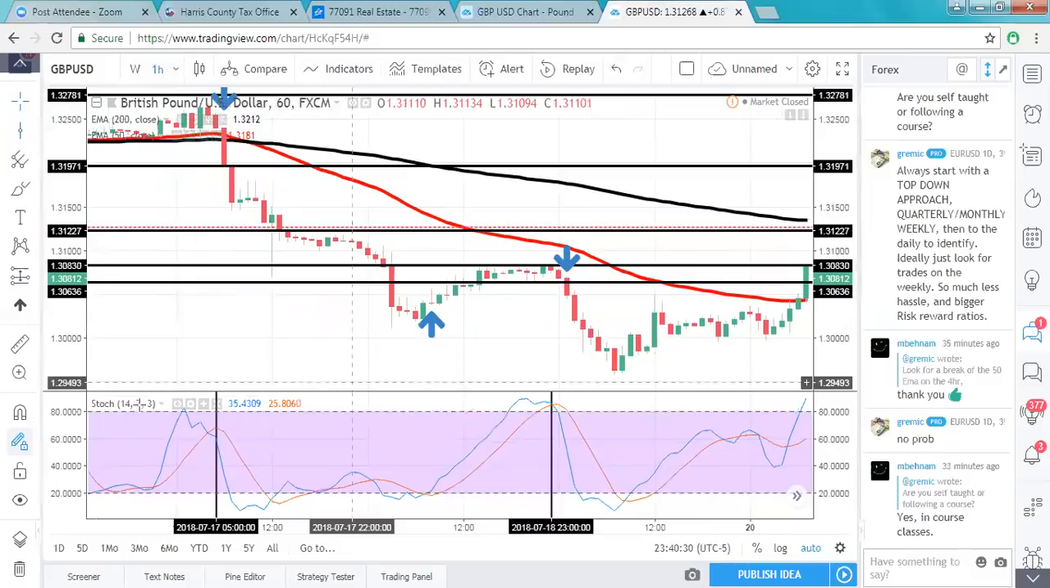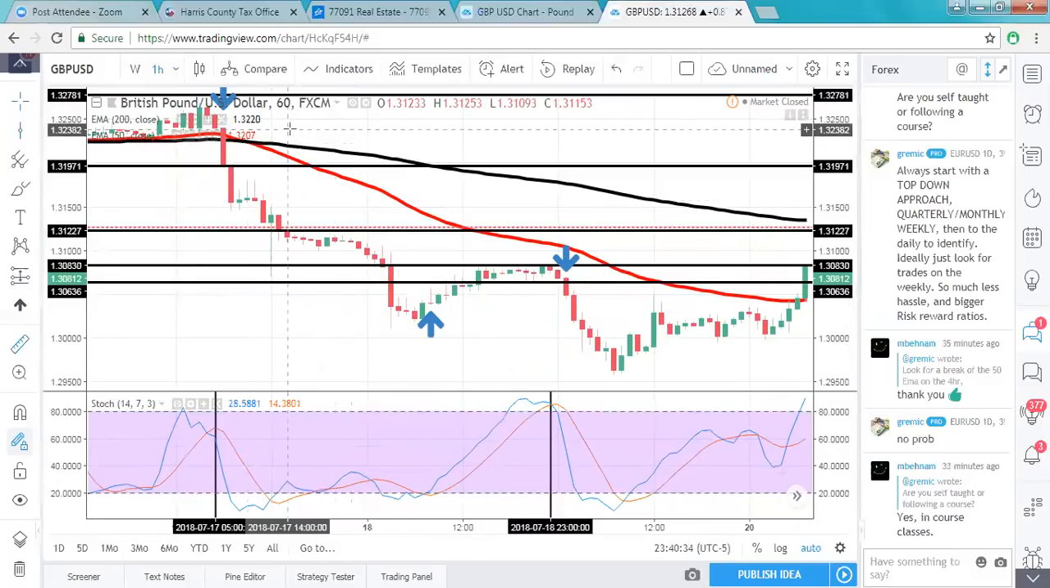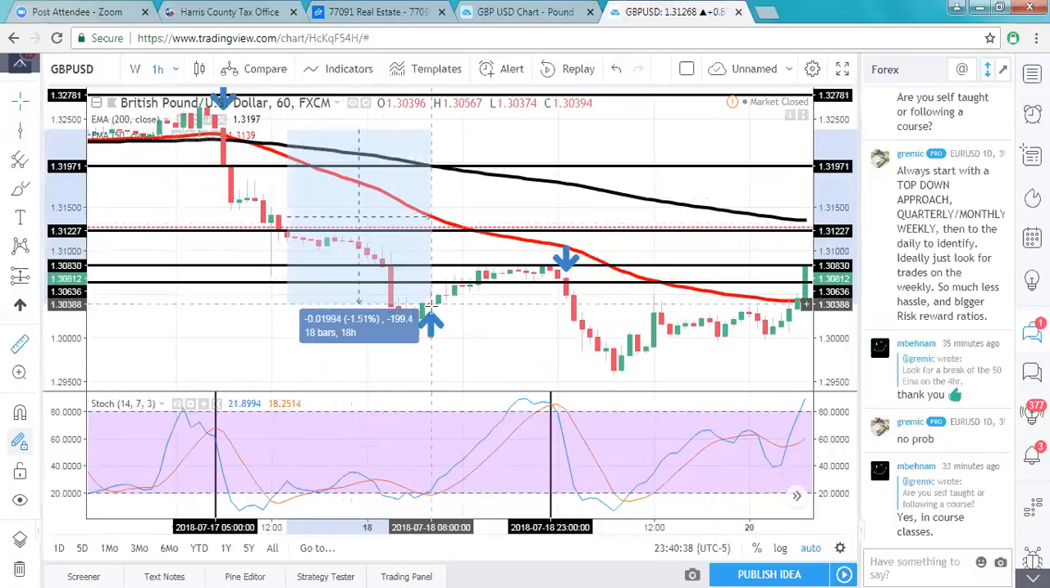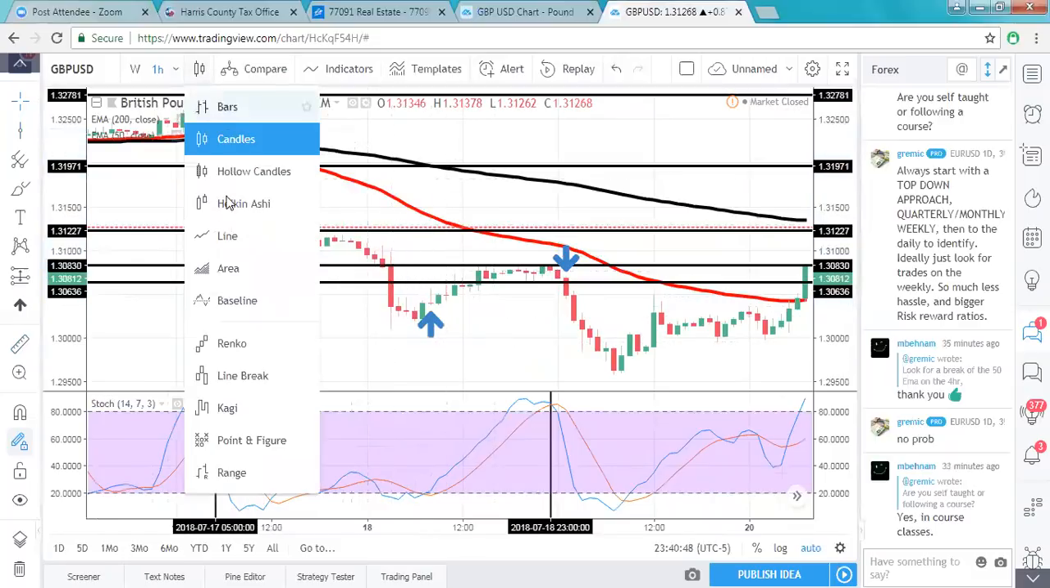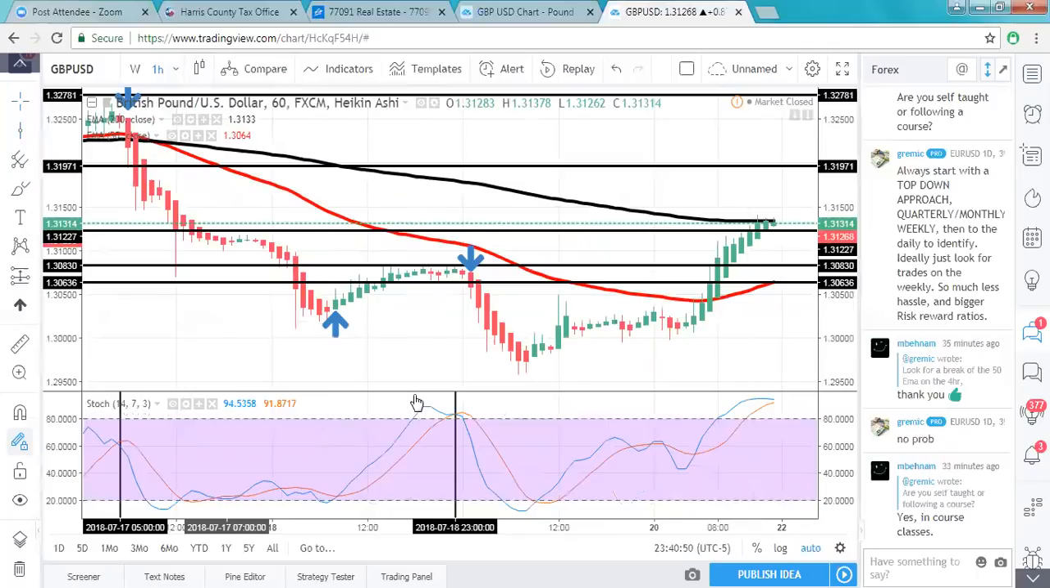And let's see how many pips on this particular trade you would have gotten in here and held it to here. That's 202 pips, guys. So that's how you know. And then let's go over buy signals. Okay.